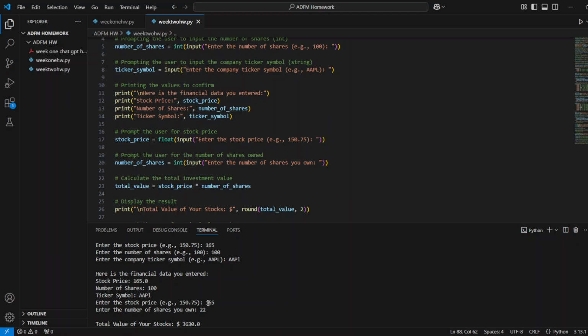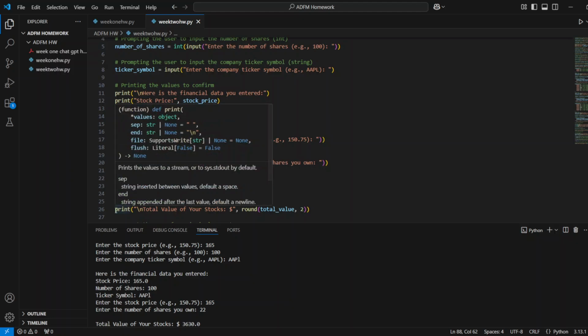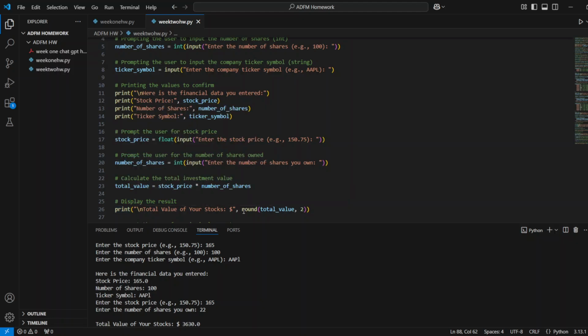And so I put in 165 for the stock price and just randomly did 22 shares. And to find my total value, this was the program I put in to calculate the total value of my investment, and it would print right here, which was 3,630.